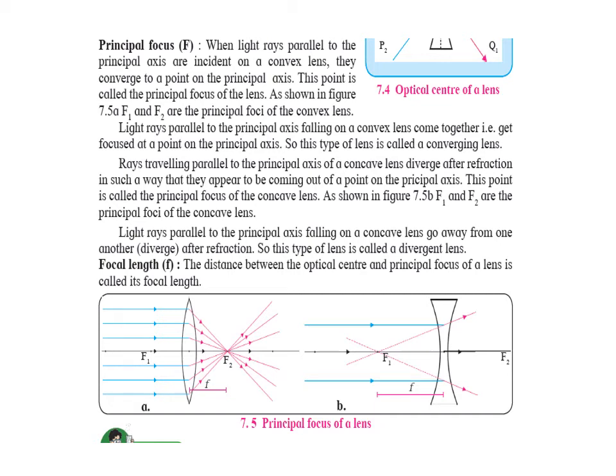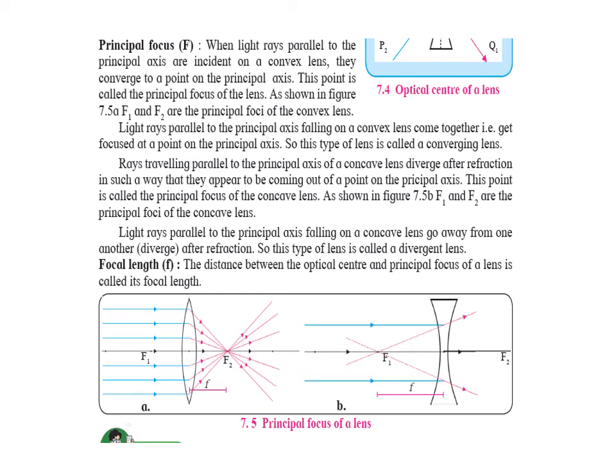Now the light rays parallel to the principal axis falling on a convex lens come together. That means they meet at a point, and that is why a convex lens is also called a converging lens. Now you look at the other one, that is the B part of the diagram. Rays traveling parallel to the principal axis of a concave lens diverge after refraction in such a way that they appear to be coming out of a point on the principal axis. This point is called the principal focus of the concave lens.